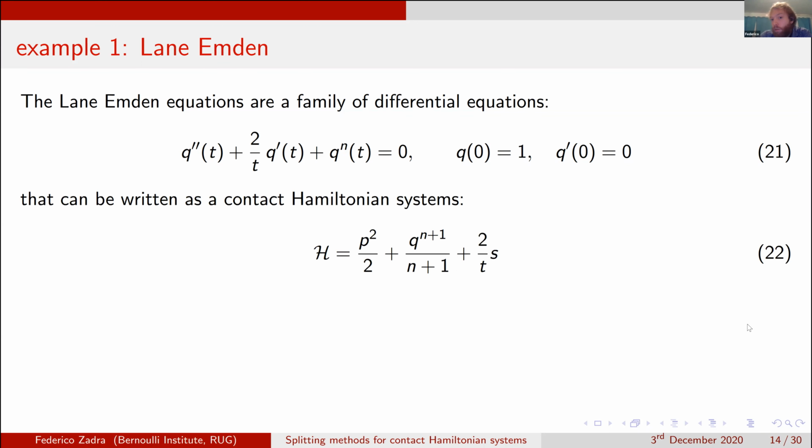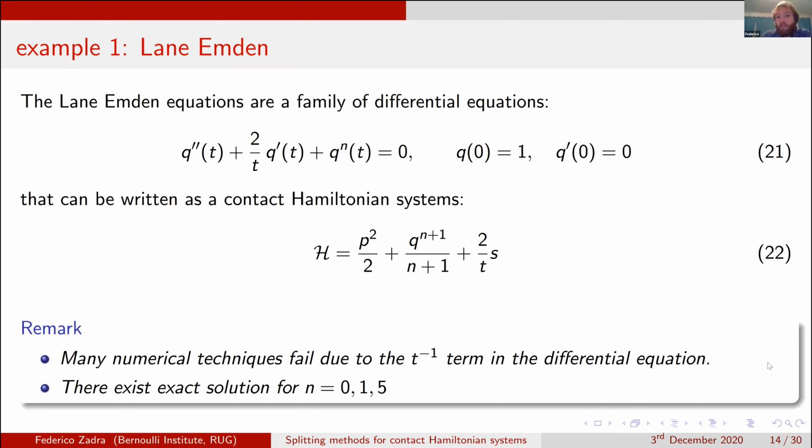We can find a Hamiltonian that is, for some magic reason, a kinetic term plus potential term plus damping. And why do we consider this type of system? First of all, we have a singularity in the differential equation due to the singularity of t at the start of the integration. And in order to avoid this numerical problem, many numerical methods that use neural networks or other types of integrators will fail.